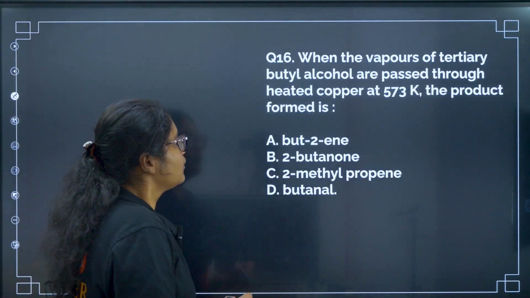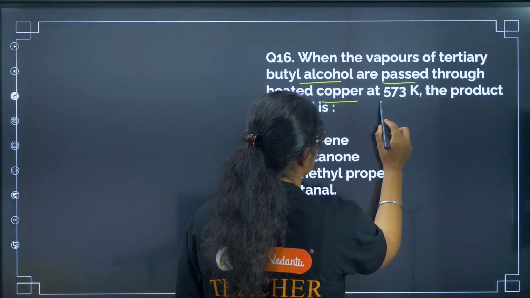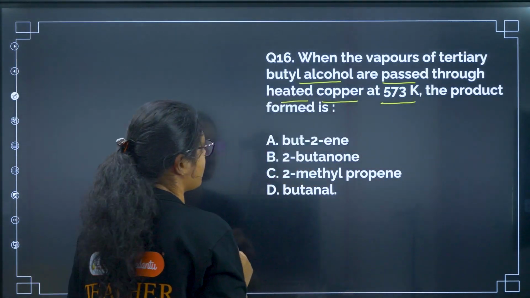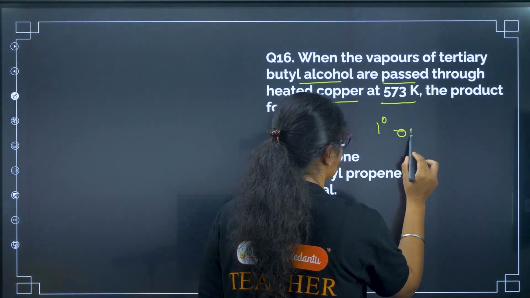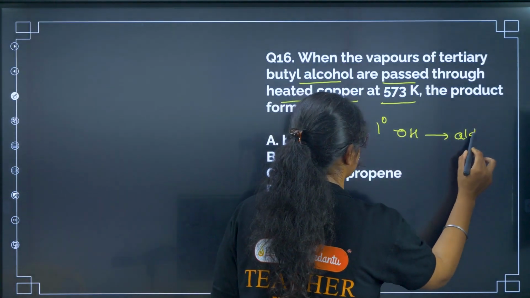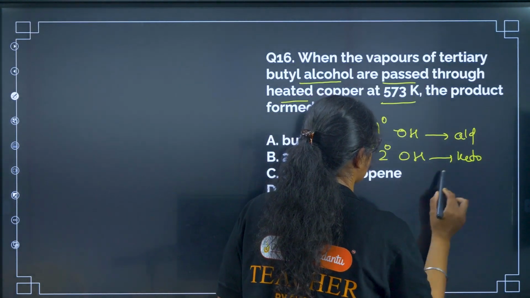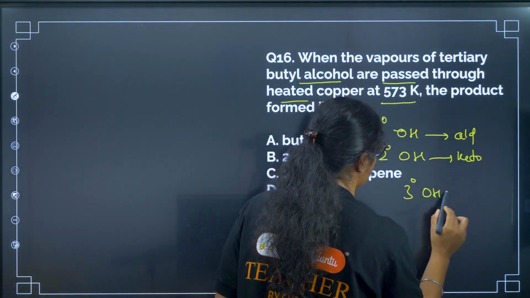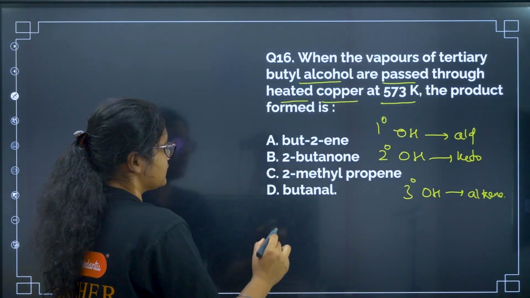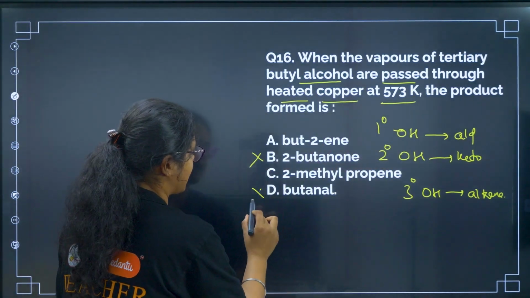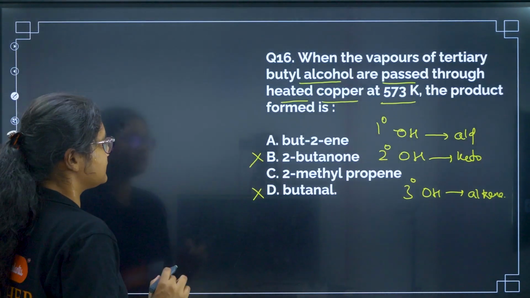Next, when the vapors of tertiary butyl alcohol are passed through heated copper at 573 Kelvin, the product formed is. So here we should know, if it is a primary alcohol, we get aldehydes. If it is a secondary alcohol, the product is ketones. If it is a tertiary alcohol, then we get alkenes as the product, right? So you can see ketone will not be there, and aldehyde will also not be there. These two are there. We can check both A and C options.